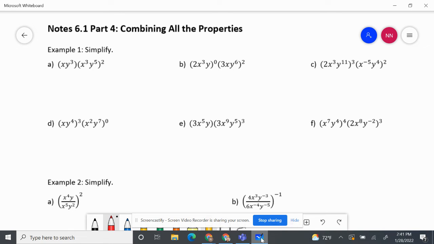We're going to be combining all the properties. When we're looking at our first example, what we have are two different properties here. One is multiplication, the other one is exponents. With order of operations, we do the exponents first.